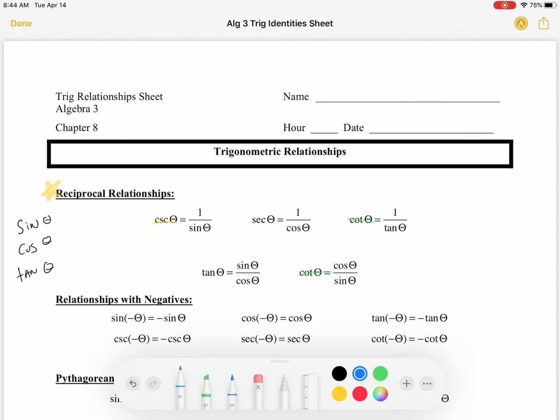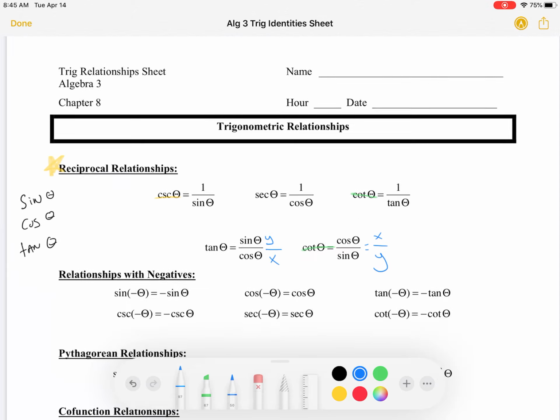And if you remember back to our unit circle, sine is y and cosine is x. So tangent is really y over x. You can write that right on your trig relationship sheet. I understand, like I said, that you might not be able to print that out. But if you do print it out, you can write this right on there. You also need to know that cosine is x and sine is y. So again, the difference between tangent and cotangent is just flipping the y and the x.